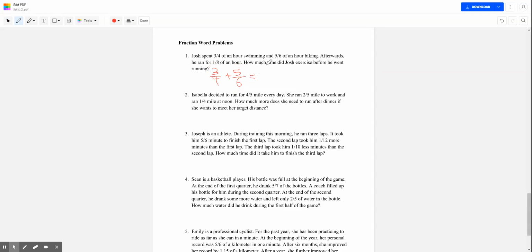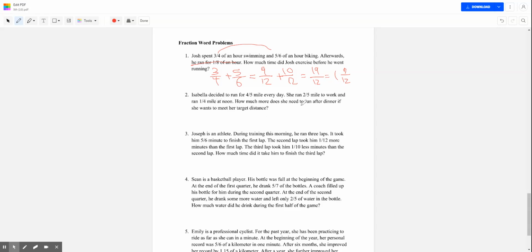Since we're solving for the time Josh exercised before he went running, we're going to ignore this value and just add these two values up. So we have to get the common denominator. We're going to multiply this value by 3 over 3 and this value by 2 over 2. So we get 9 over 12 plus 10 over 12. So we get 19 over 12, which is 1 and 7 over 12. So he exercised for 1 hour and 7/12 of an hour before he went running.